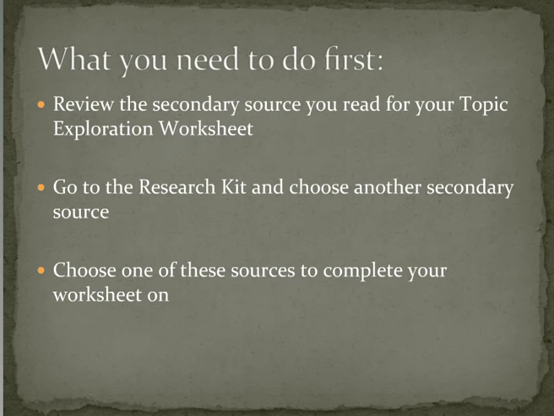So what do you need to do first for this assignment? First, you're going to review the secondary source you read for your topic exploration worksheet. Next, you need to go to the research kit and choose another secondary source. I would choose it from the same field of study you're interested in. So if you're interested in a research question on the military, and you've already read one secondary source about that, choose another one. Then they can kind of talk to each other for you and give you more of an idea about what historians discussing, say, military history of the dropping of the atomic bomb, are interested in. Finally, you need to choose one of these sources to complete your worksheet on.